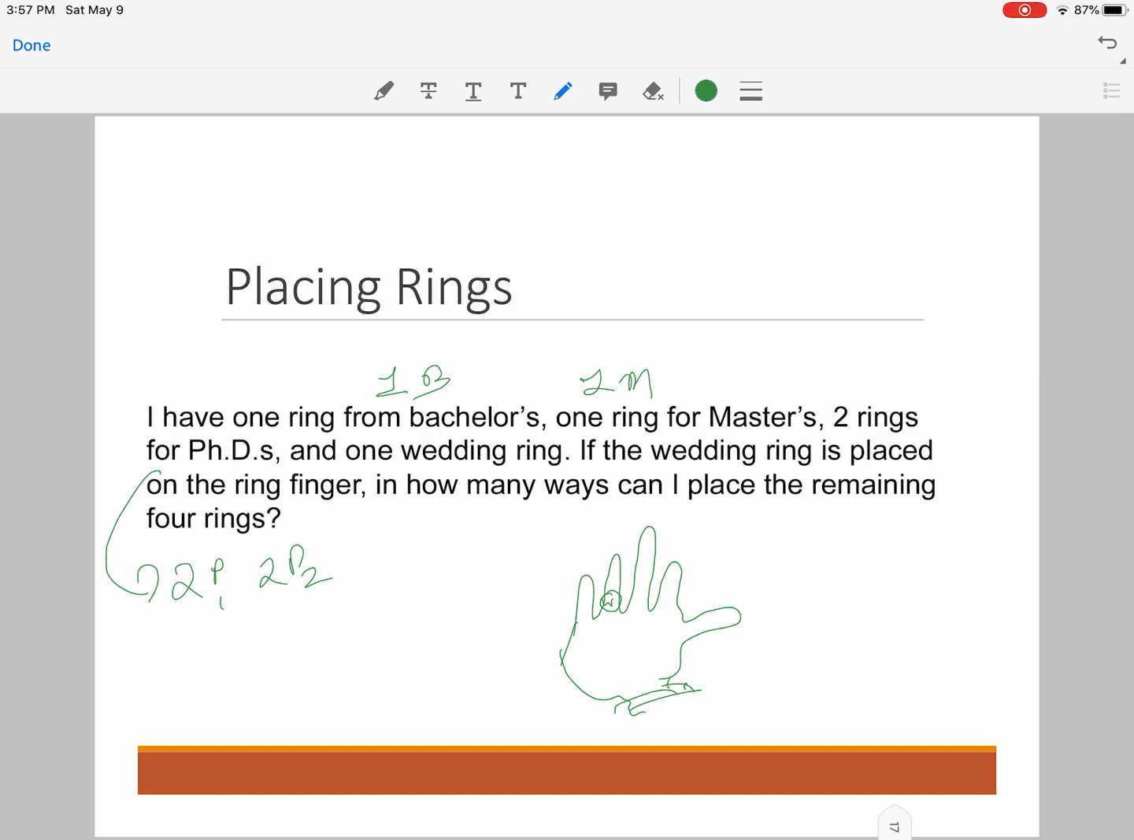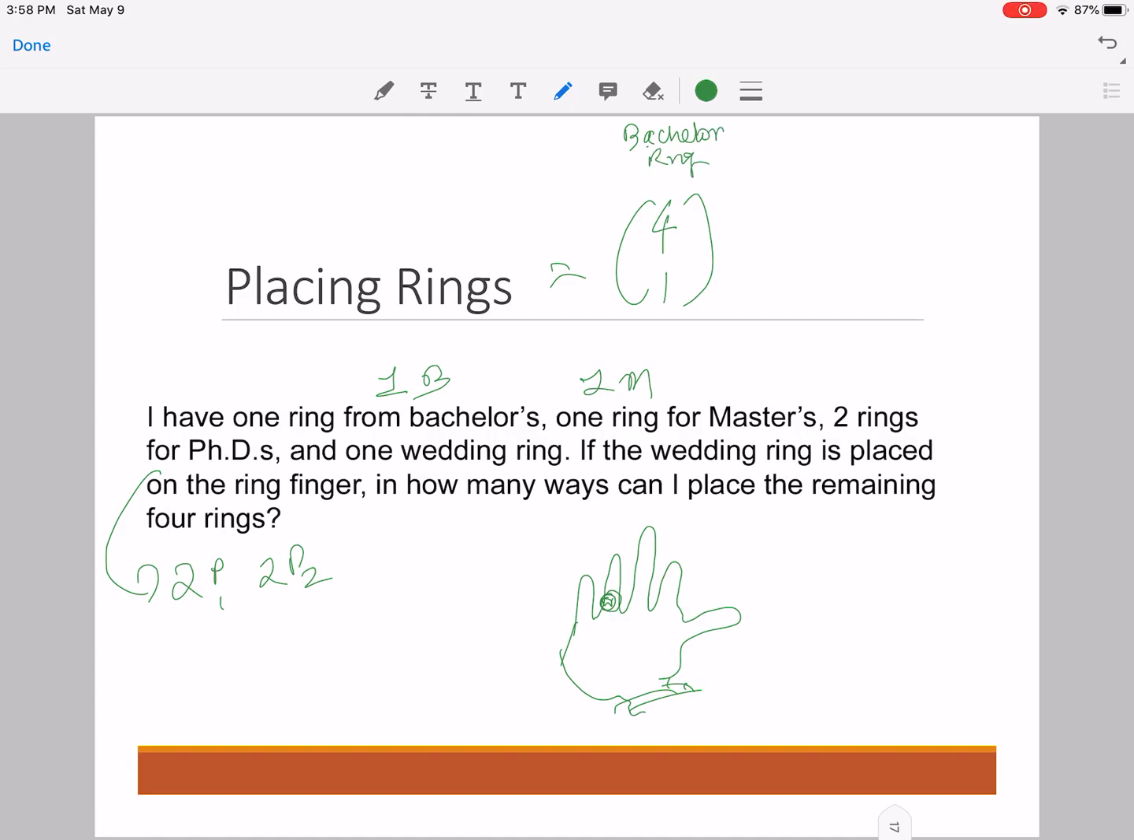Okay, so I hope you guys got the chance to solve this problem. Now let me share this answer with you. Now I have four fingers remaining because one ring finger is already occupied by my wedding ring. Now, let's say that I want to place one bachelor's ring on one of the four fingers. So the question is, in how many ways can I choose a finger out of four to place my bachelor ring? So that answer will be 4 choose 1. So 4 choose 1 is the number of ways to place a bachelor ring.